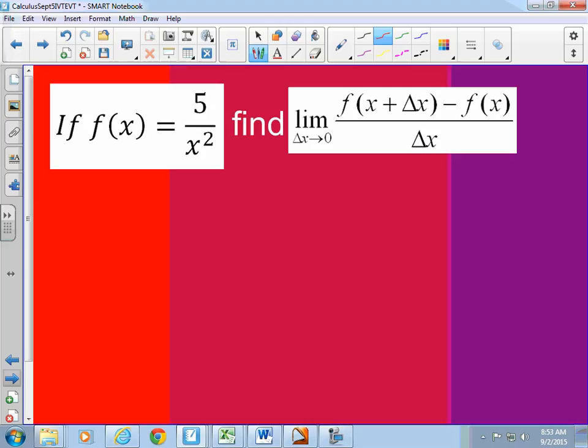That's another one of those. They use delta x instead of h, but it's the same.